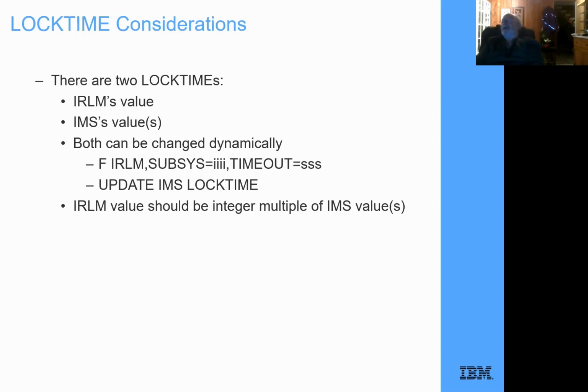So again, the IRLM value should be an integer multiple of the IMS values for the same reasons. For example, if you had a message timeout of 10 seconds and you set the IRLM lock timeout value, the overall IRLM value, to 12 seconds, then obviously it's going to wait 12 seconds before you time out and not 10. Or if you coded 3, it would also wait 12 seconds, because it would be 3, 6, 9, 12, right? So the message-oriented and batch-oriented timeout values and the IRLM values should be integer multiples of each other.